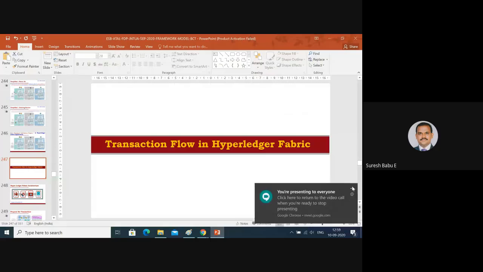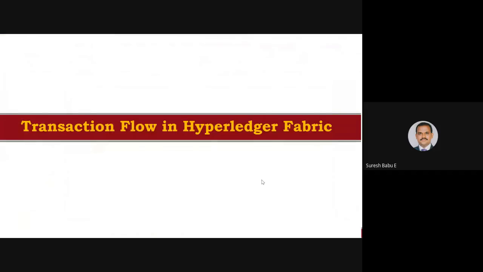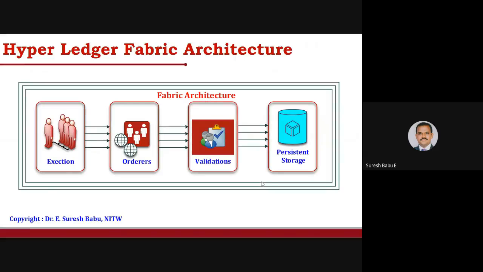Okay. Then, if that is the case, we'll try to see the transaction flow, how it is happening in blockchain. First we'll try to execute it. After execution by the endorser peers, it will go to the orderer. The orderer collects all the transactions and creates a block, which is then validated and stored into the persistent storage.